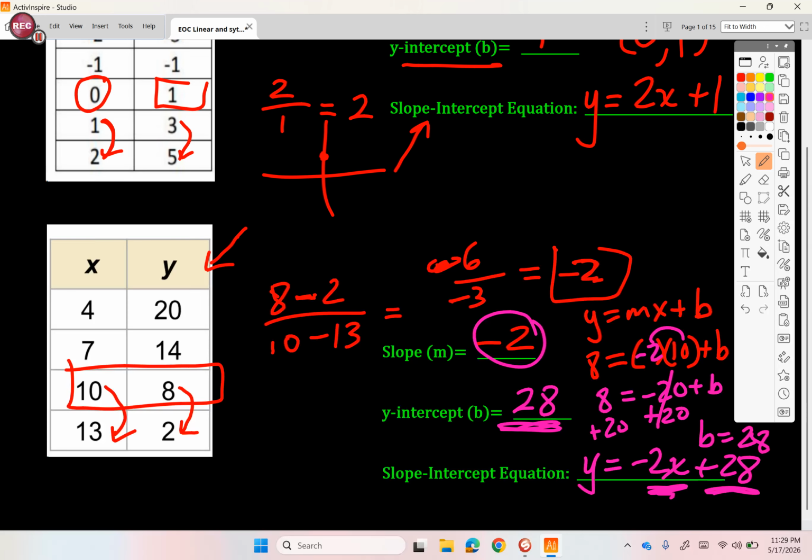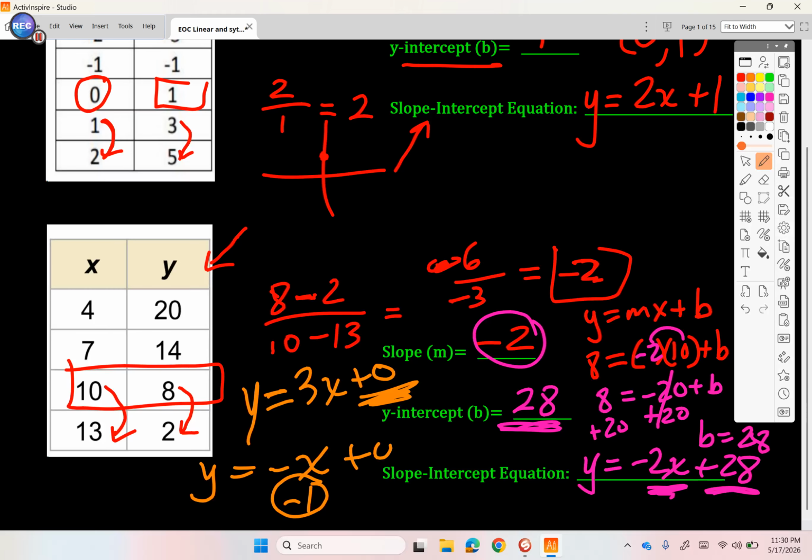Now, of course, let's talk about some special cases so you want to avoid simple mistakes. If you have y equals 3x, there's no visible y-intercept. There's always a y-intercept, right? Unless it's a vertical line. So 0 would be your y-intercept. If you have just a negative on an x, what does that mean? That means your slope is negative 1 and your y-intercept is 0.